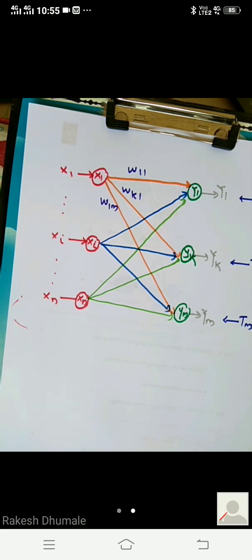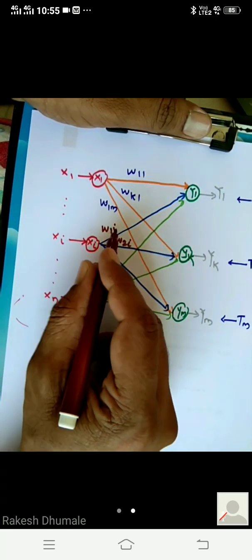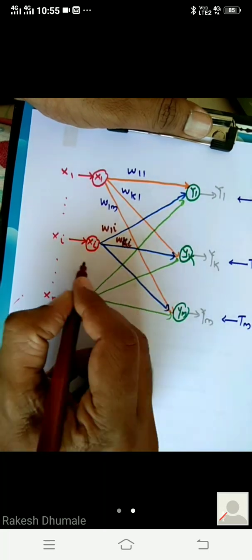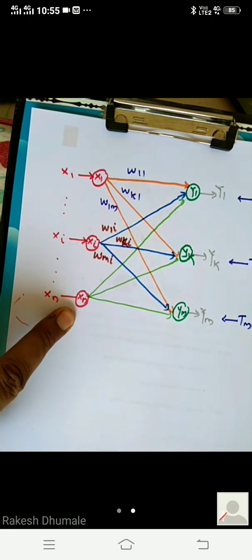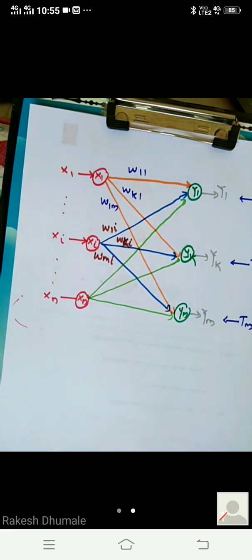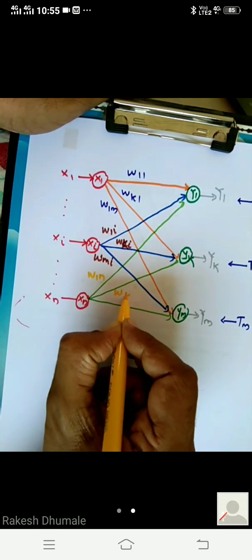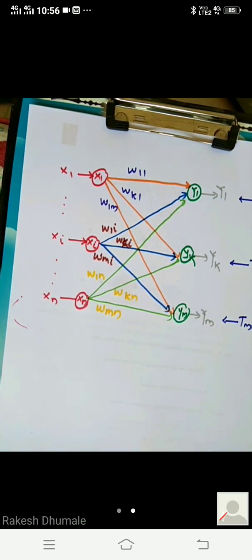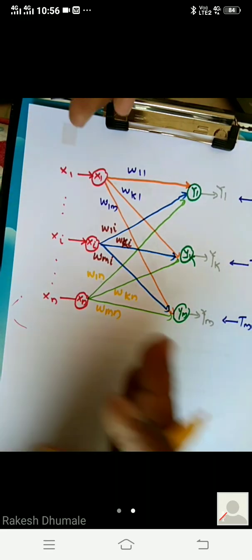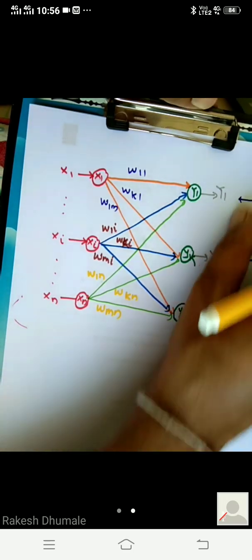Similarly, I will show here the weights of connection between the ith node and the outputs. So it is w1i, wki, and wmi. Similarly, the connection between the nth node and the output nodes I will show as w1n, wkn, and wmn. So these are the weights. This is the structure, where these are the input nodes, weights of connections, then output nodes, output, and this is the targeted data.